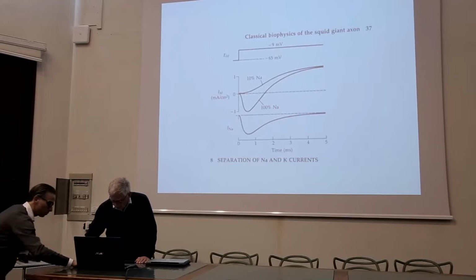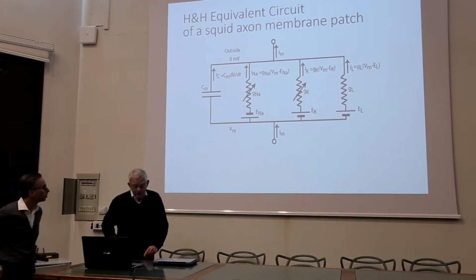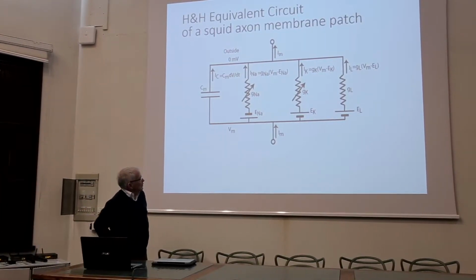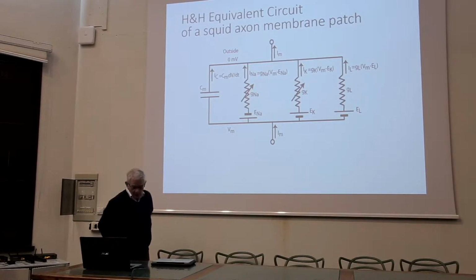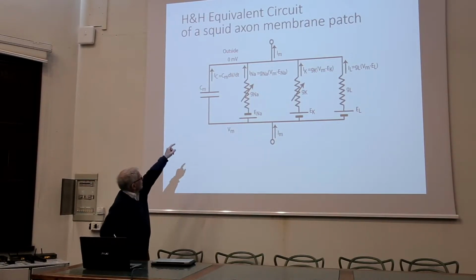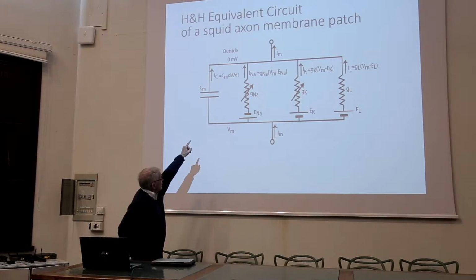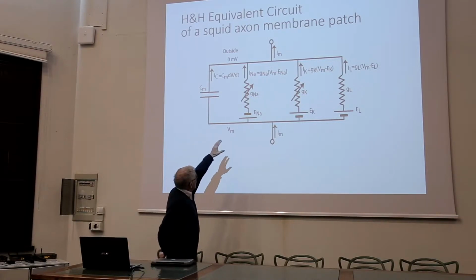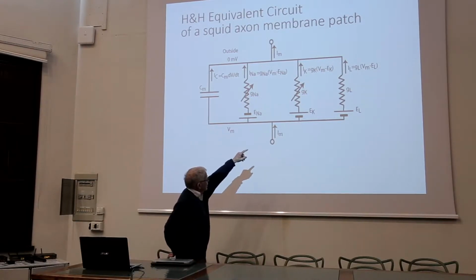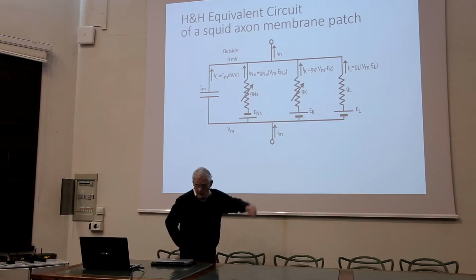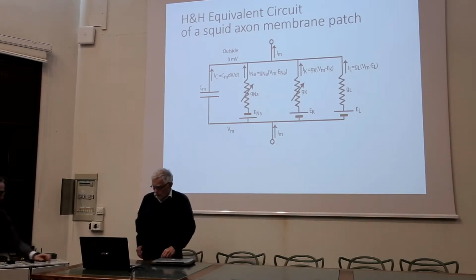Hodgkin and Huxley then described this in electrical terms, with the membrane capacitance, the sodium conductance, which is variable, the potassium conductance, and the leakage current, which we needn't bother about.